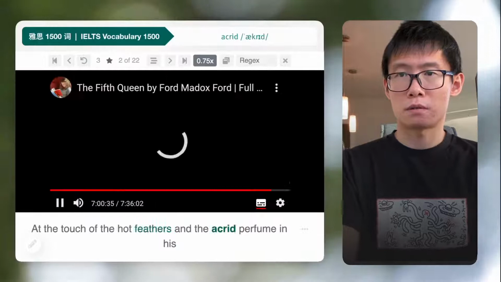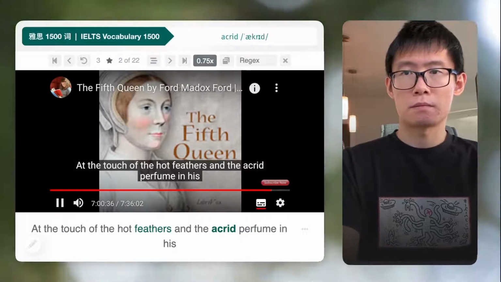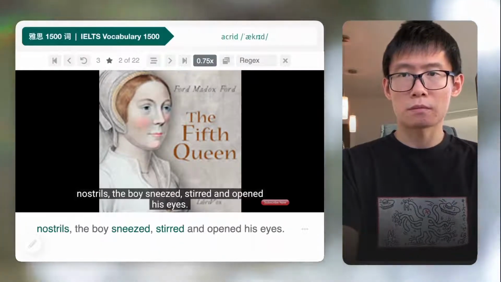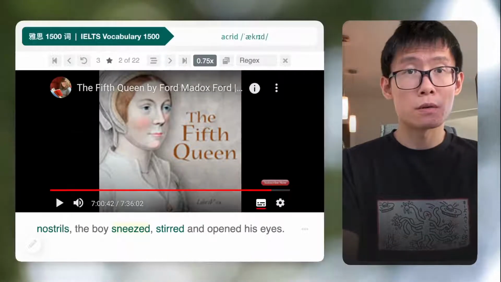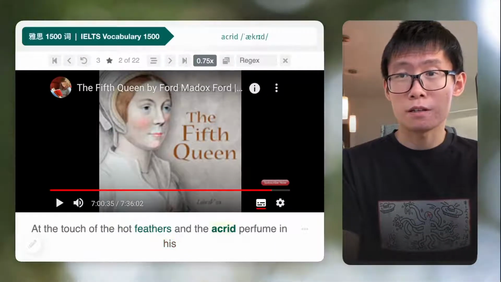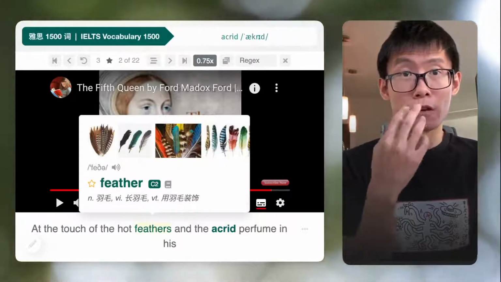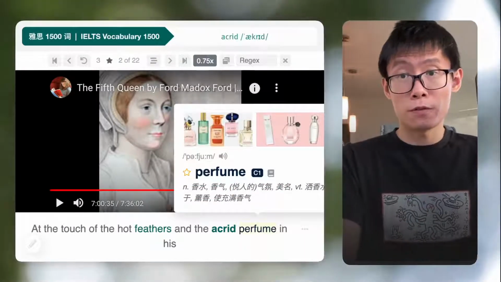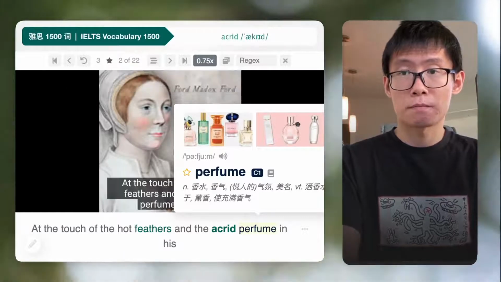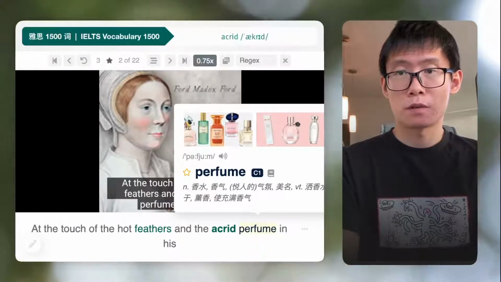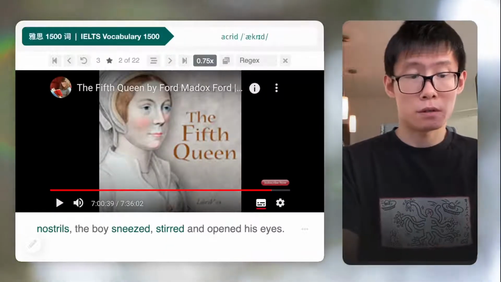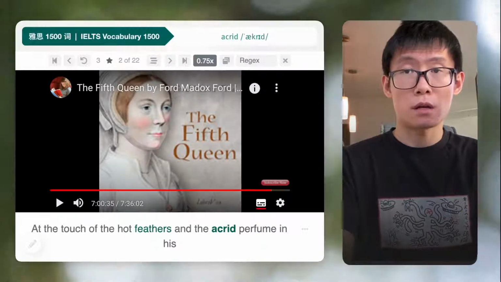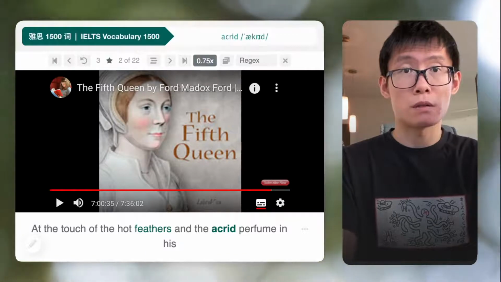Let's see this. At the touch of the hot feathers and the acrid perfume in his nostrils, the boy sneezed, stirred, and opened his eyes. Right, so the boy sneezed. Why did he sneeze? Because there was the touch of hot feathers, and then there was acrid perfume. He couldn't stand the acrid perfume in his 鼻孔 nostrils. Right, so that's acrid. So that's a very strong smell.